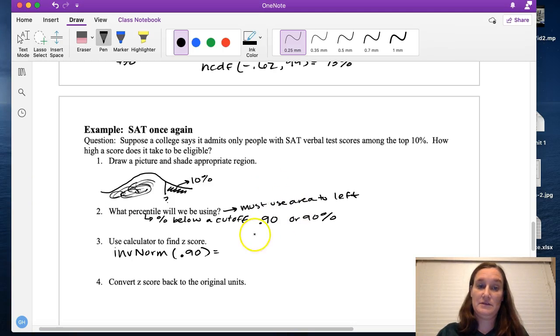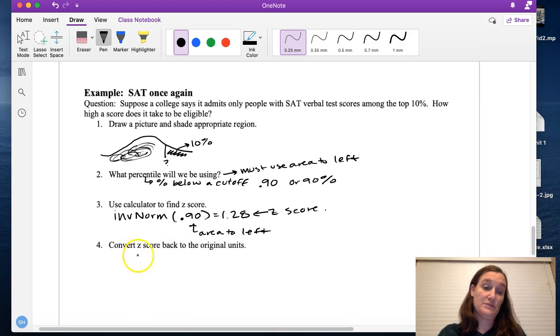Now, obviously, that is not the SAT score. That is a z-score. Okay, and this again needs to be area to the left of your cutoff. So what we have to do is we have to take the z-score and convert it back to an actual SAT score. So we're going to use the z-score formula to do that. Z equals our data point, which we don't know, minus the mean divided by the standard deviation, and we're going to solve for x. So how do we do that?